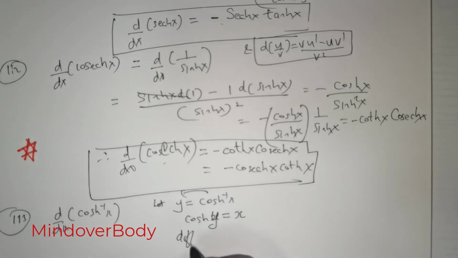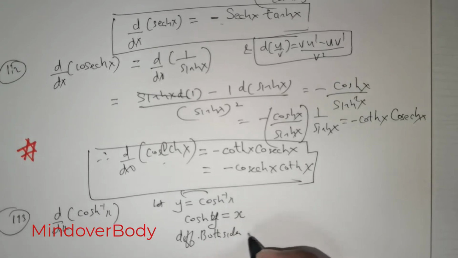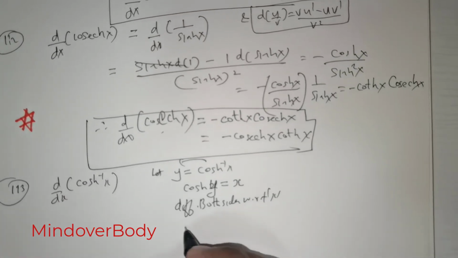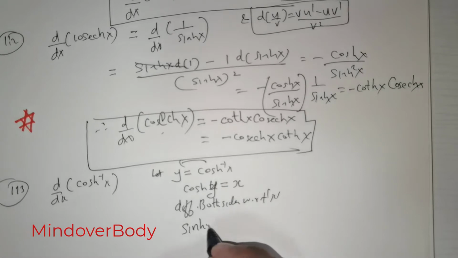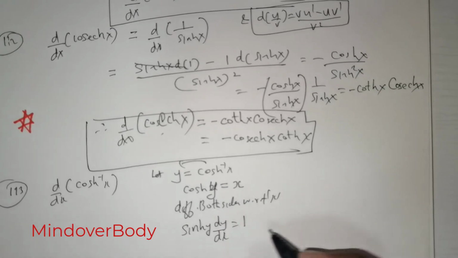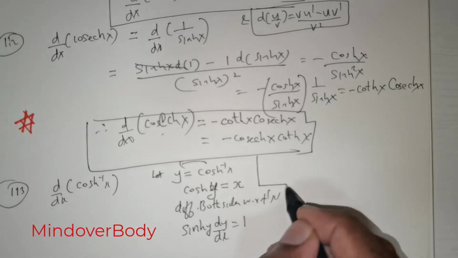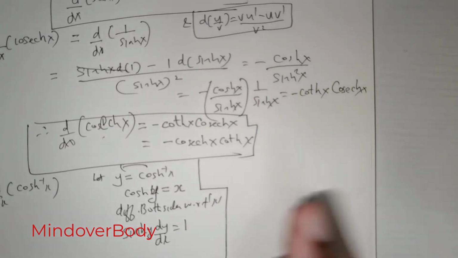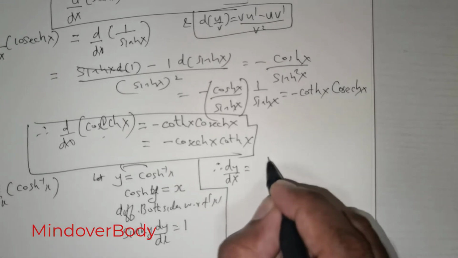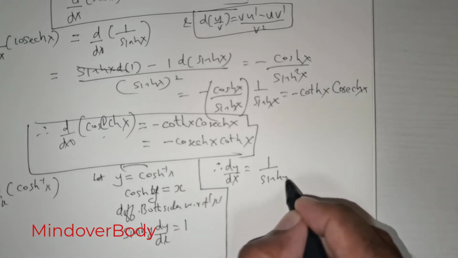Now I would be differentiating both sides with respect to x. So differential of cos y would give me sin. Differential of y is going to be dy over dx. Differential of x is going to be 1. So therefore, I can write dy over dx to be 1 over sin y.